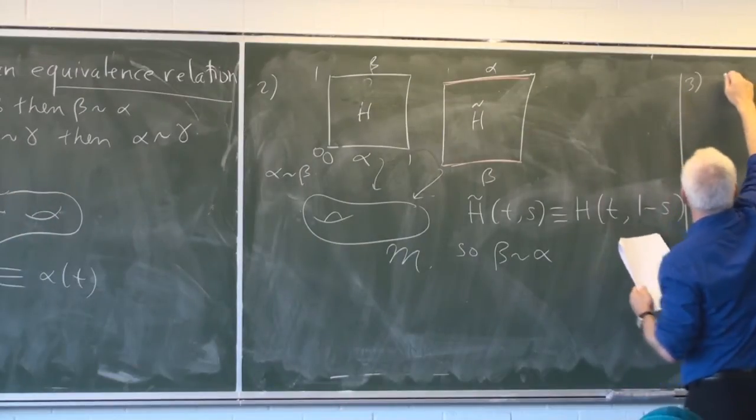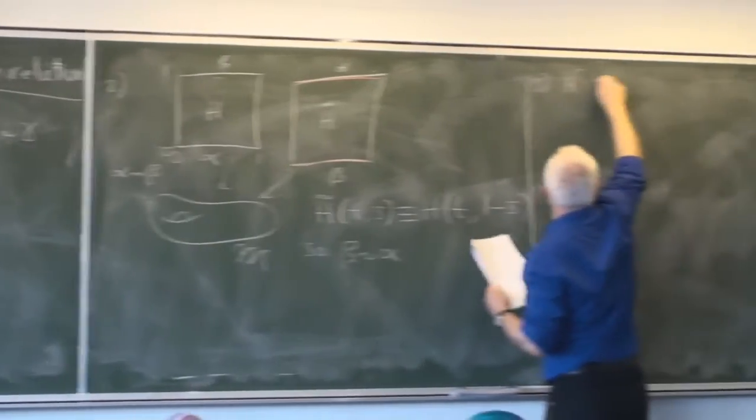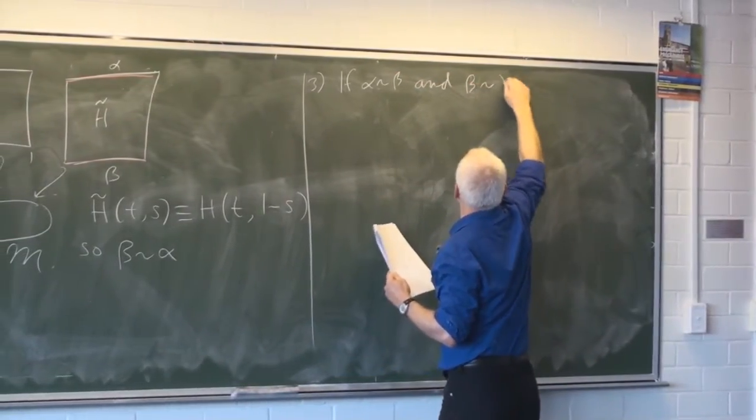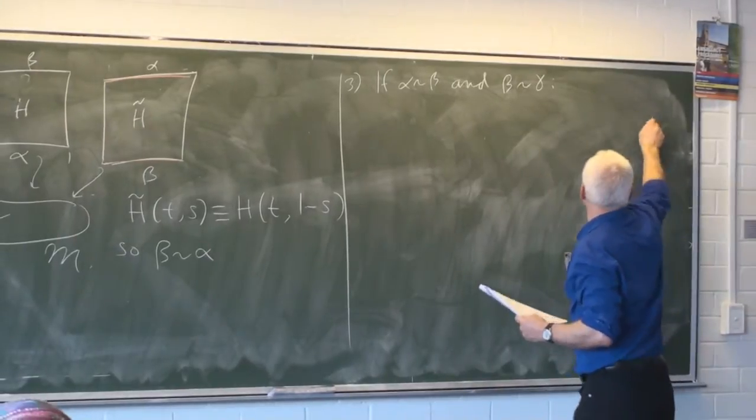Okay, and the third property, let's suppose that alpha is homotopic to beta and beta is homotopic to gamma. So what does that mean?